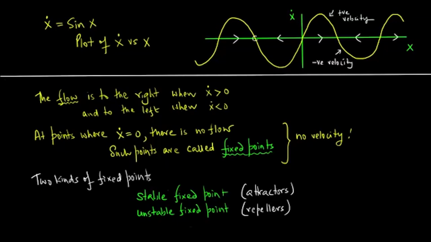Now look at the diagram. The closed circles are the stable fixed points, and the open circles are the unstable fixed points. Note that on the stable fixed points, the flow is getting attracted towards them, and on the unstable fixed points, the flow is getting repelled from them.